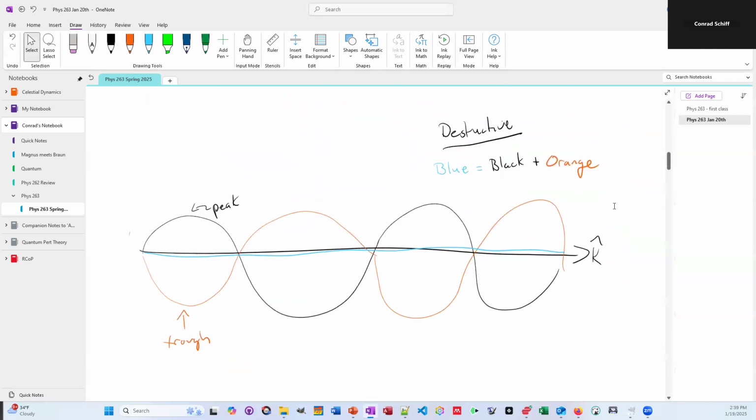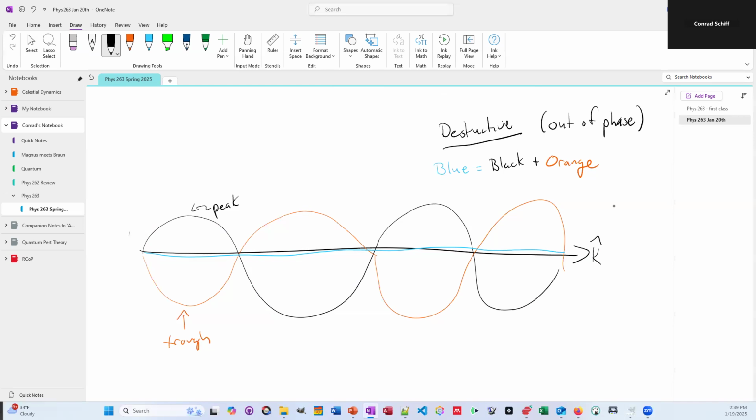However, if the waves are out of phase, then what ends up happening is that the peak of black coincides with the trough of orange. And in the case that I've tried to picture here, if their magnitudes are exactly equal to each other, then the sum total is not the 2 amplitudes added together, but the 2 amplitudes subtracted. And so blue in this particular case, which is again the sum of black and orange, is identically equal to 0. The 2 waves completely cancel out.